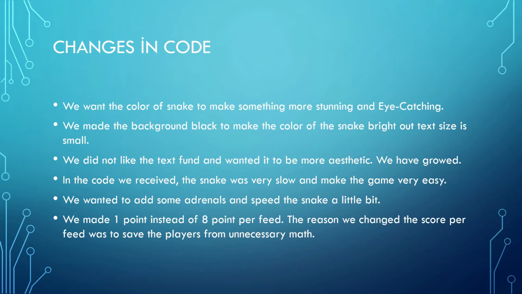We made the background black to make the color of the snake stand out. Text size is small. We didn't like the text font and wanted it to be more aesthetic. In the code we researched, the snake was very slow and made the game very easy. We wanted to add some adrenaline and speed the snake up a little bit. We made 1 point instead of 8 points per feed.